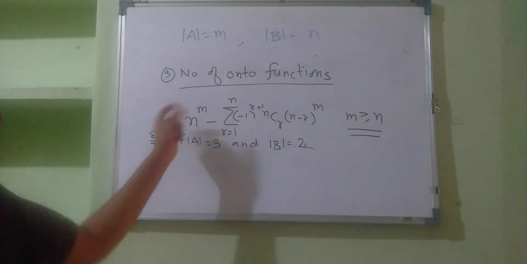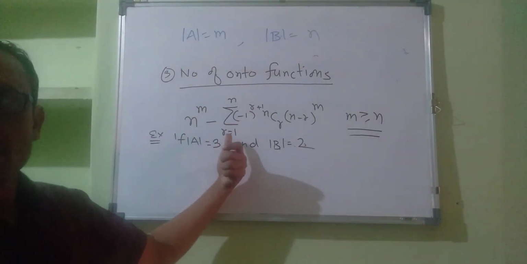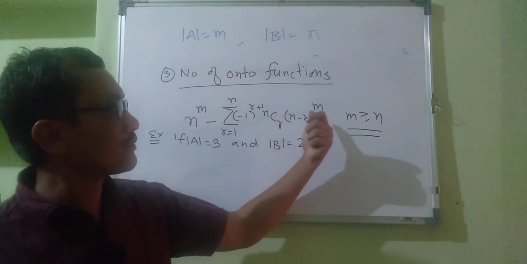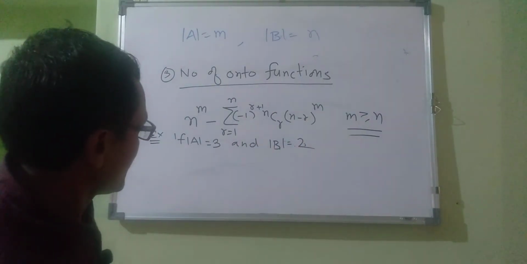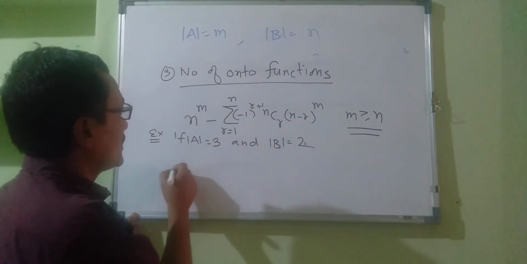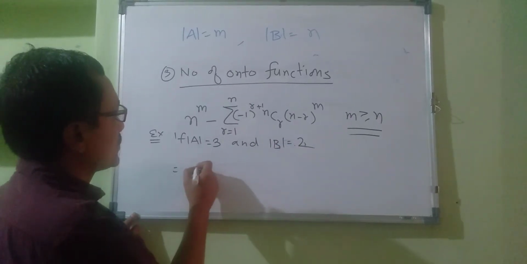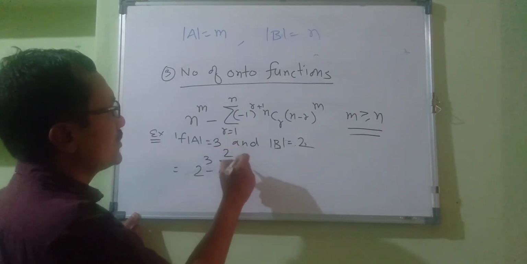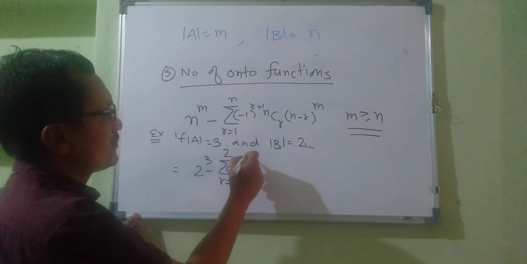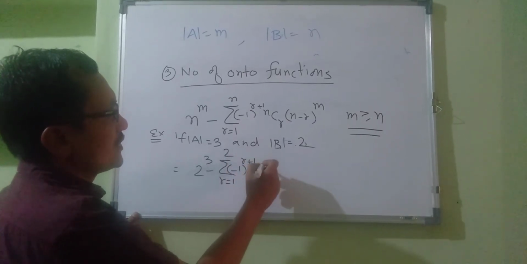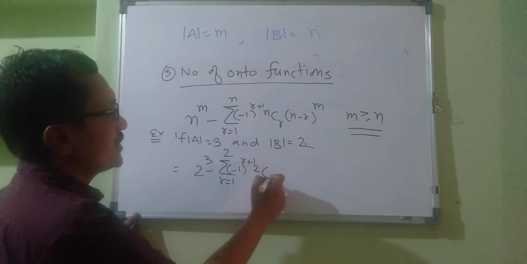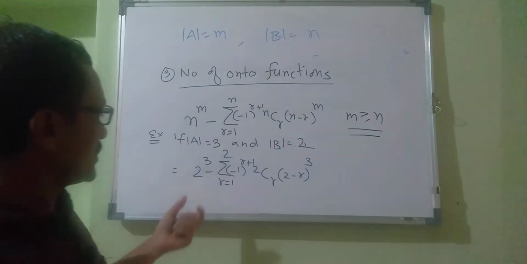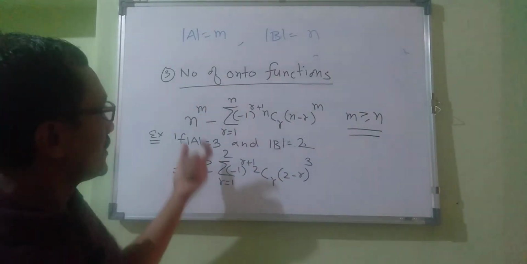So, guys, we know the formula: n raised to m minus the summation, r varies from 1 to n minus 1, of (minus 1) raised to power r plus 1, nCr and (n minus r) raised to power m. Using this formula we find the number of onto functions. So just put the values here. What is n here? It is 2. So 2 raised to 3 minus the summation, r varies from 1 to 2 minus 1, of (minus 1) raised to power r plus 1, 2Cr and (2 minus r) raised to power 3.